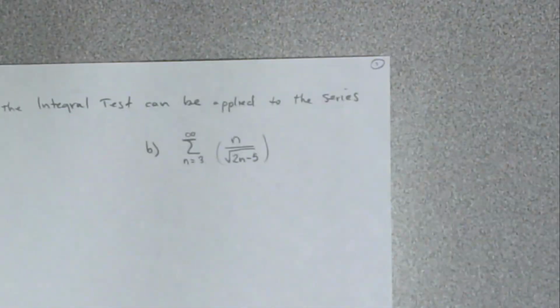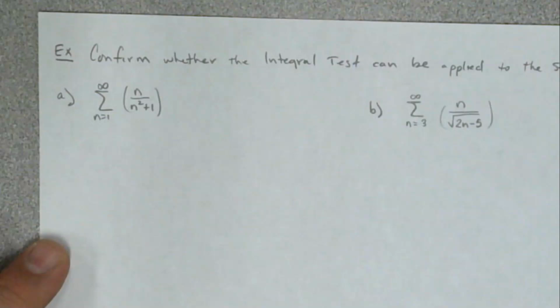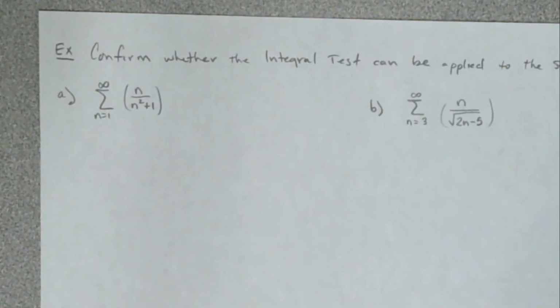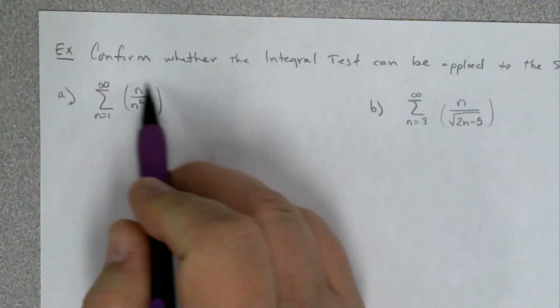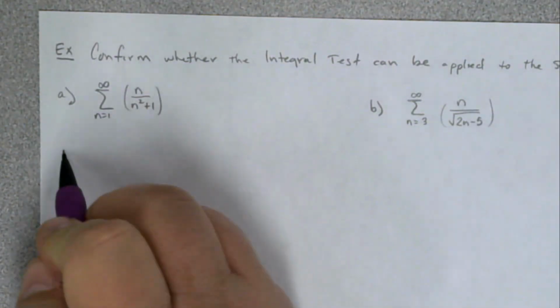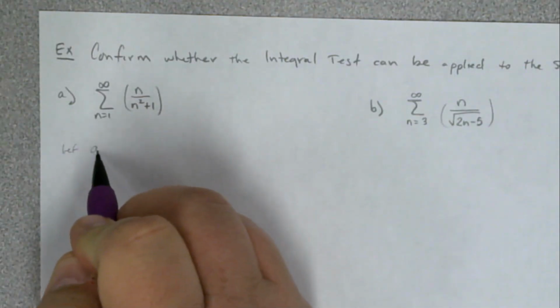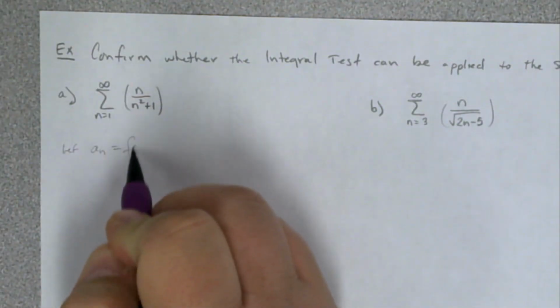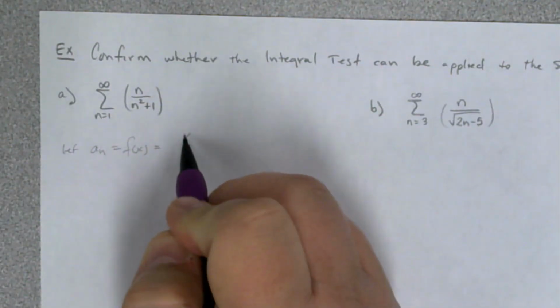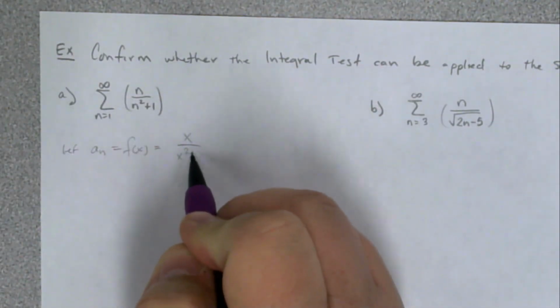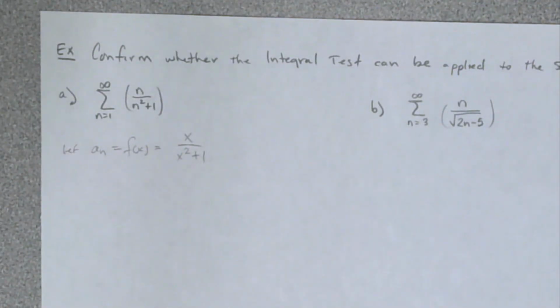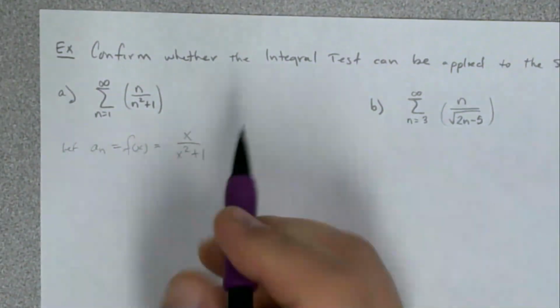So here's our first one. Confirm whether the integral test can be applied to this series. So again, the conditions are that a function is positive, continuous, and decreasing. The first thing you want to do is let a sub n equal f of x, and you write this out, just replacing the n's with x's. So that's what we're going to do. Then we go through the conditions.